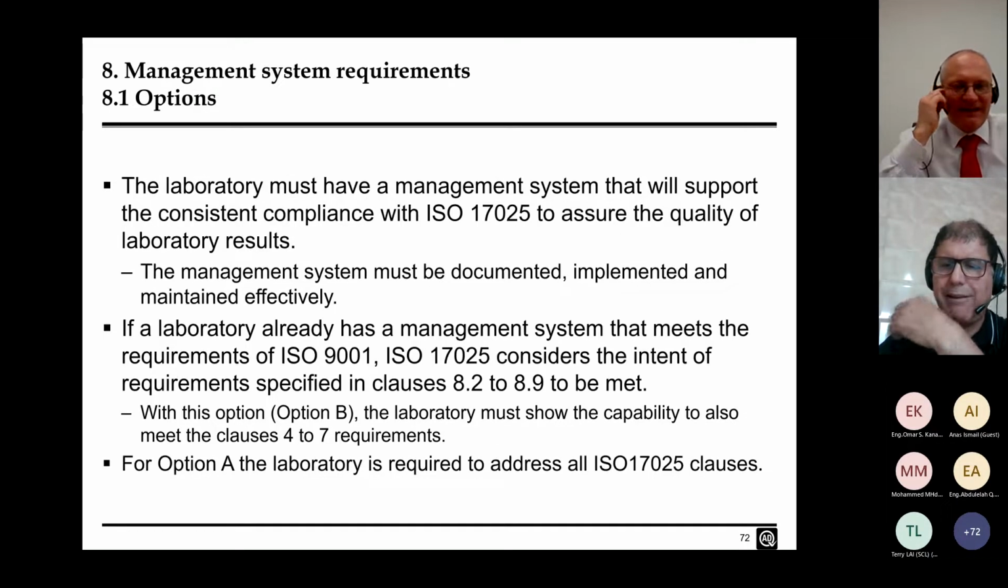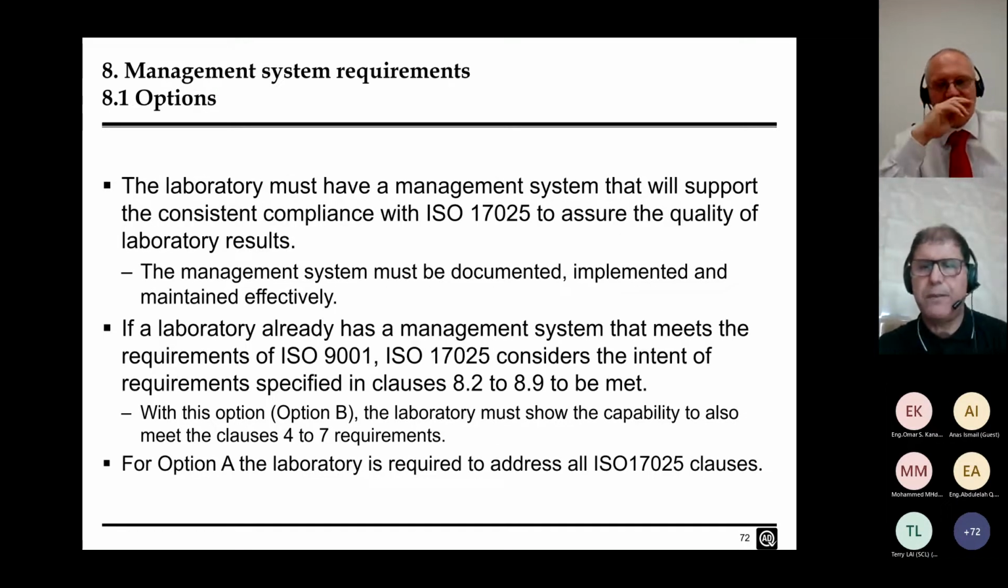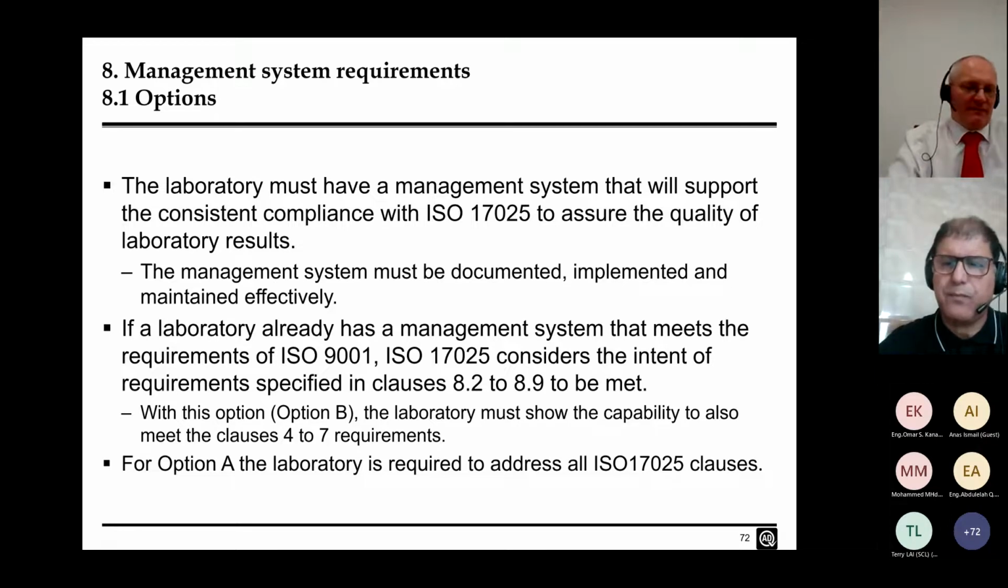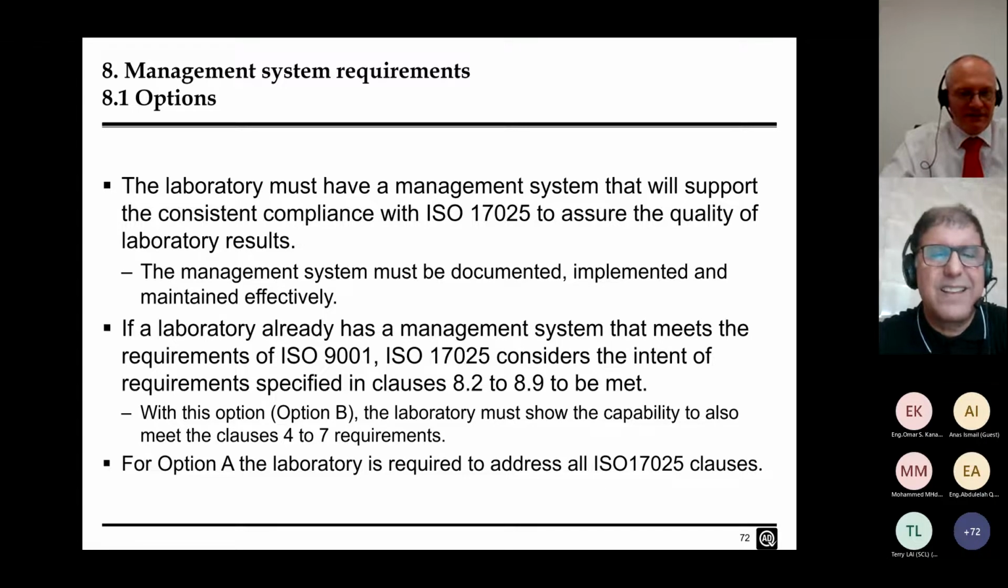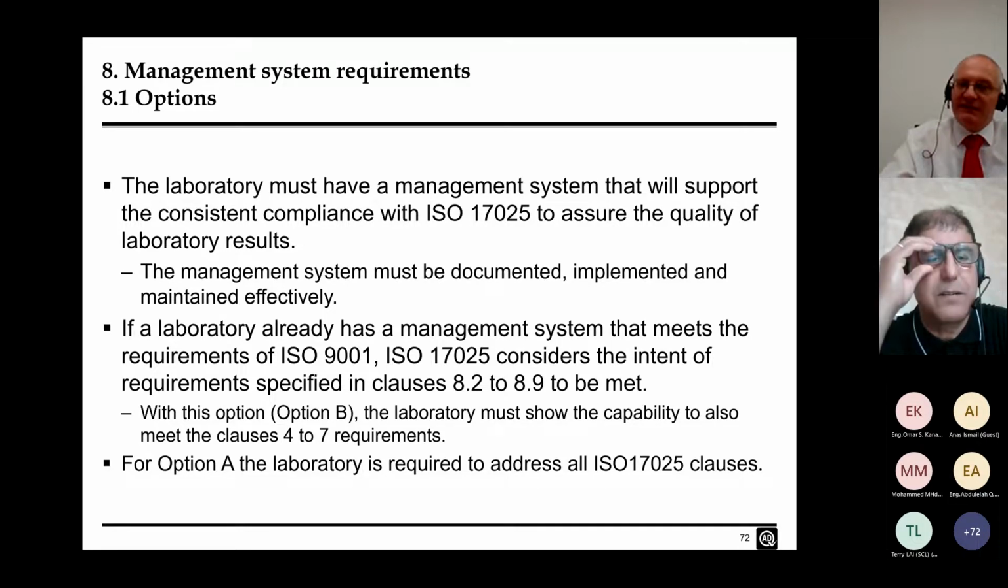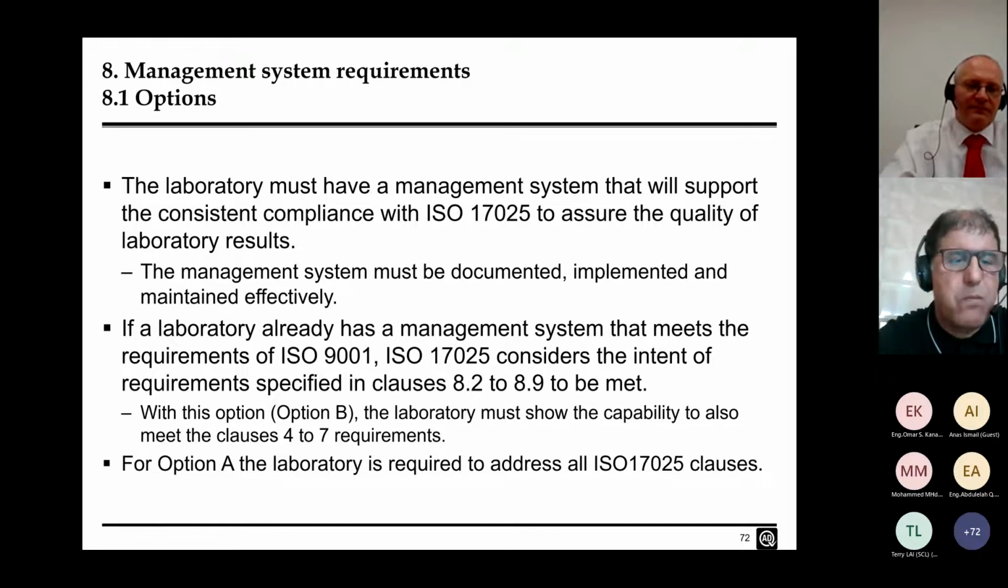Okay, we're on the final leg now, section 8. Management system requirements. So we've finished with the technical stuff. This is about management system. And you have to have a management system that meets the requirements of ISO 17025. It has to be documented. It has to be implemented. You need to keep records, and it needs to be maintained.